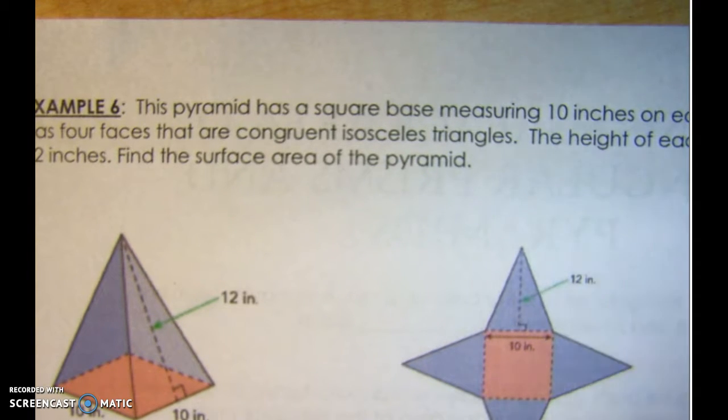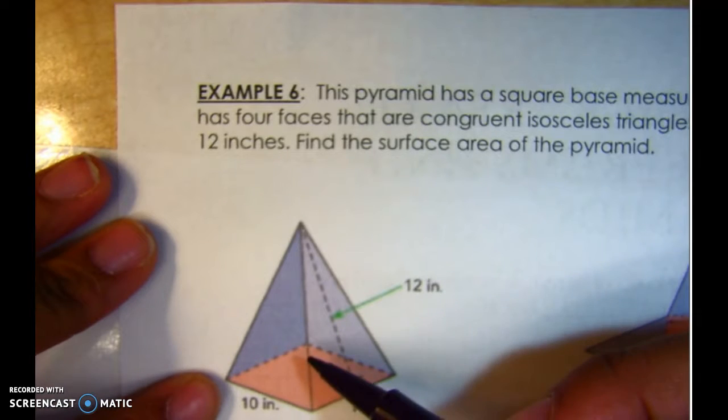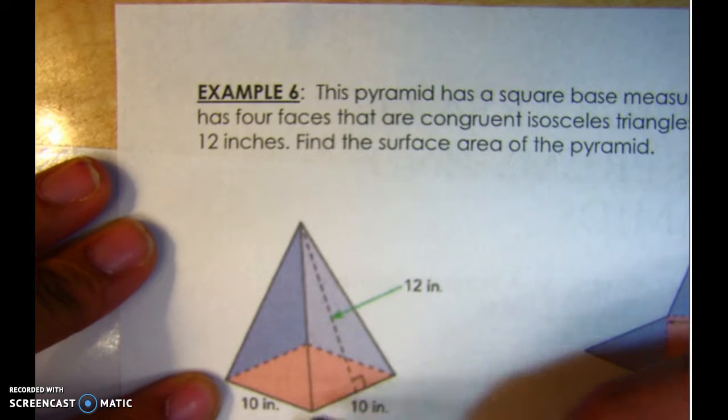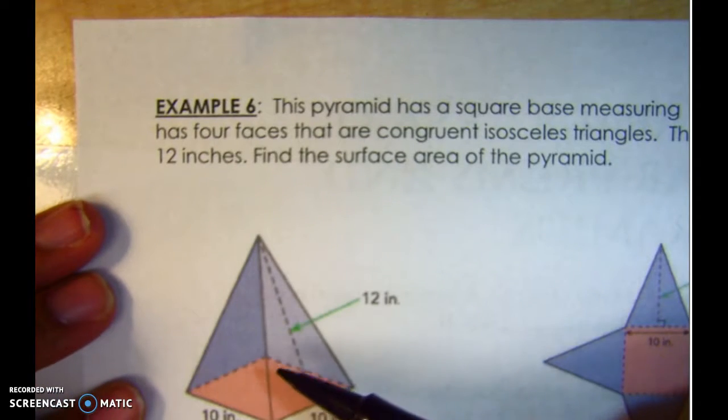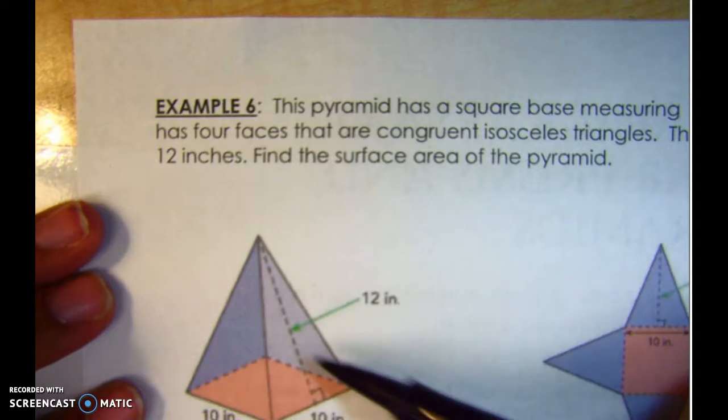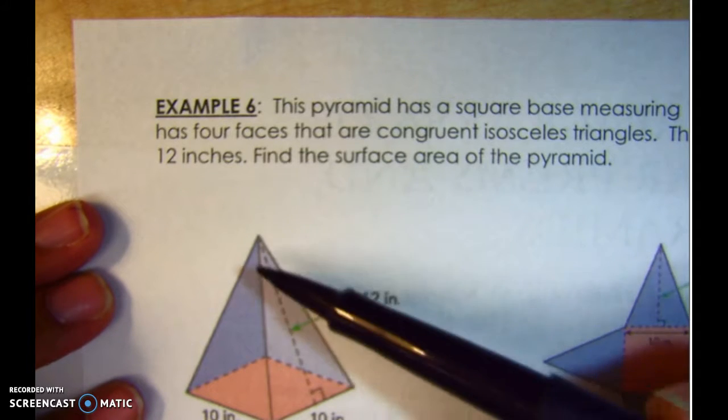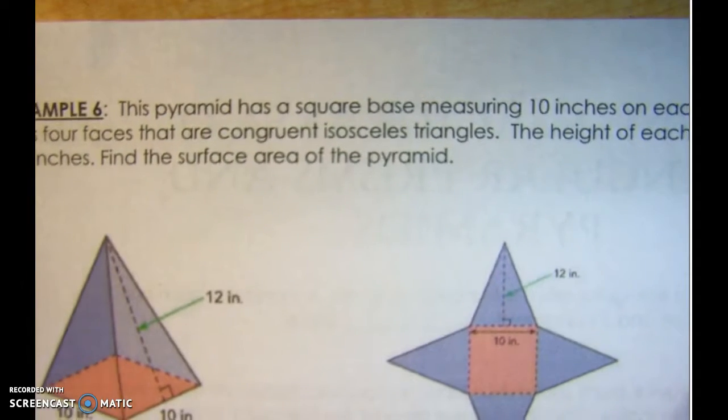And then we have the illustration. So we have a square base. Square base means all the sides are the same length. And then I have 4 congruent isosceles triangles. And I know that the height is 12.